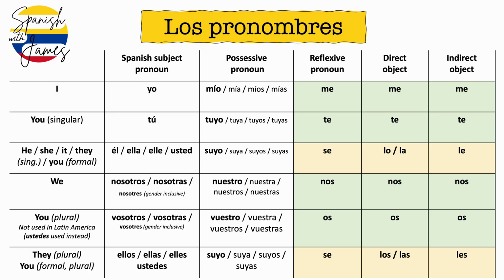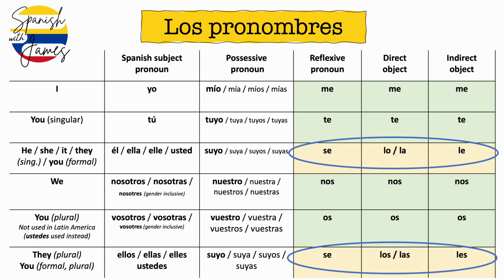The key thing to take away here is that the reflexive pronouns, the direct object pronouns, the indirect object pronouns, now that we see them all together on one grid, we can see that they're pretty much the same for the I form, the you form, the we, and the you plural. The you plural isn't used whatsoever in Latin America, so if you're learning Latino Spanish, you can just forget about you plural, basically, because they use ustedes instead, which is the same as the they plural form.